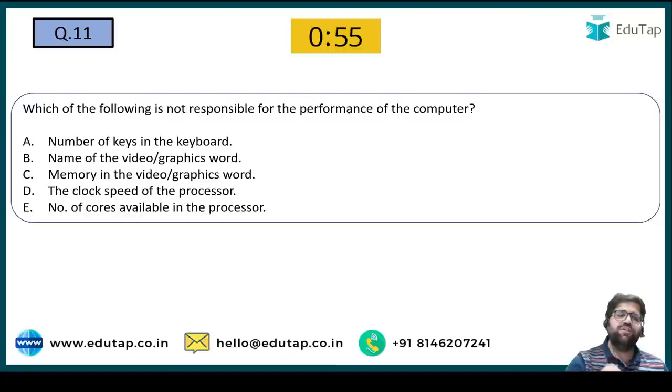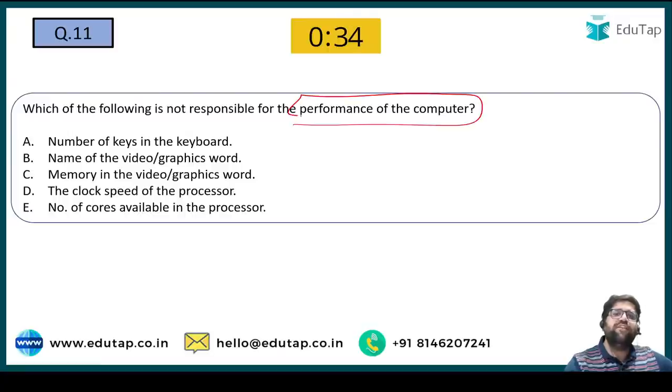This particular question was there, if I'm not wrong, in the RBI assistant exam of some years. That's why I've included certain very important questions, because the exam conducting authority is IBPS itself, right? So it's better to have certain questions taken either from the mains of IBPS PO or from the RBI assistant side. Which of the following is not responsible for the performance of a computer? You have to identify the statement which does not have a direct relation with the performance of a computer.